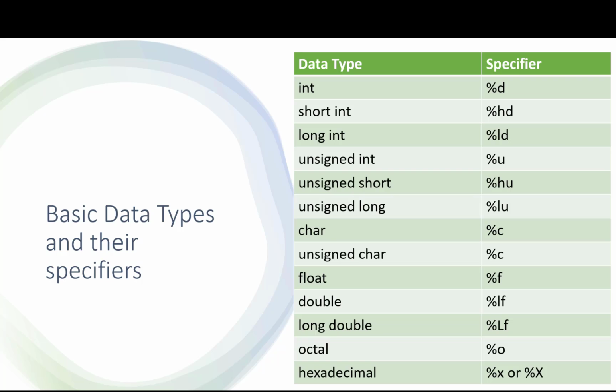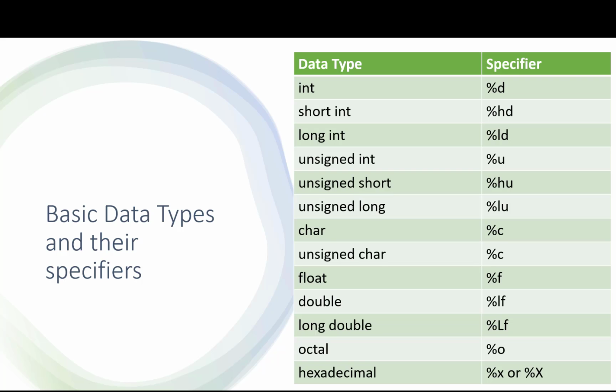For integer, the specifier is %d. For short int, %hd; long int, %ld. For unsigned, we change it to u: unsigned short, %hu; unsigned long, %lu. For character it remains the same, %c, whether it is character or unsigned character. Float is %f, double is %lf, long double is %Lf.